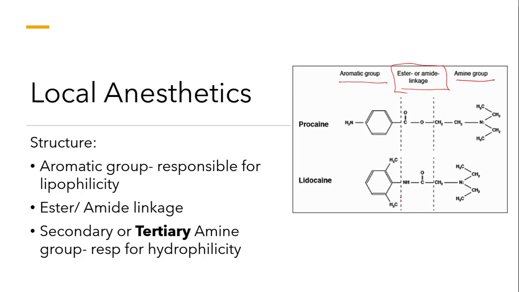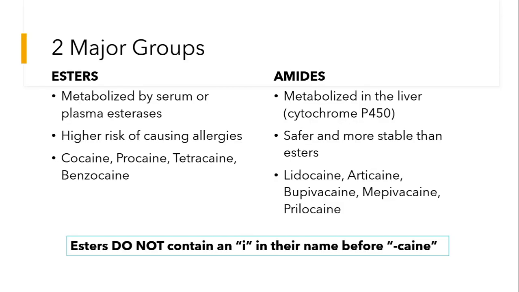Your ester and your amide linkage right here. This is the one responsible for us identifying whether an anesthetic is an ester or an amide. It's dependent on this second part. And then the amine group right here. So the amine group, this is usually a tertiary amine. And this is responsible for hydrophilicity, or the water-loving part of your local anesthetic.